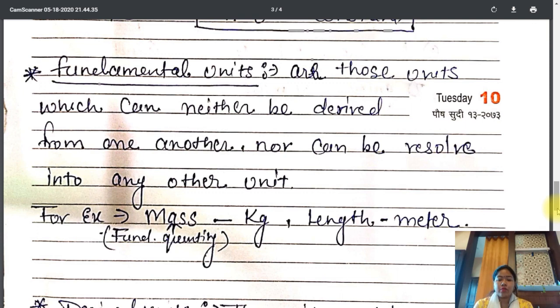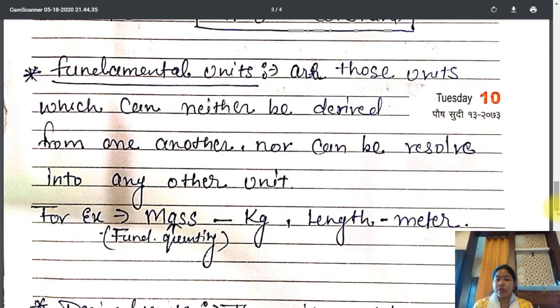I hope you are getting the point. What are the fundamental physical quantities and their units? In the category of the fundamental, only those quantities are considered which are independent of any other quantities. And those quantities have some specific units, and those units are included in the category of the fundamental units.